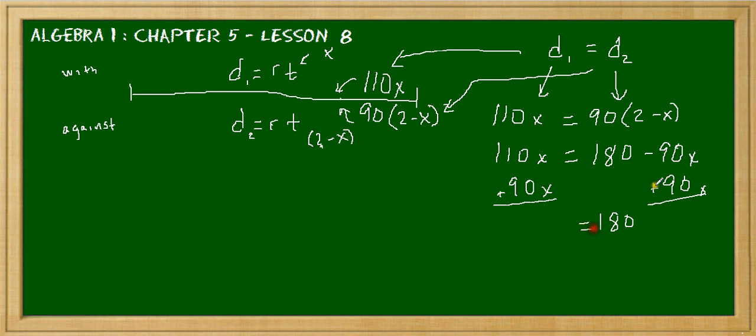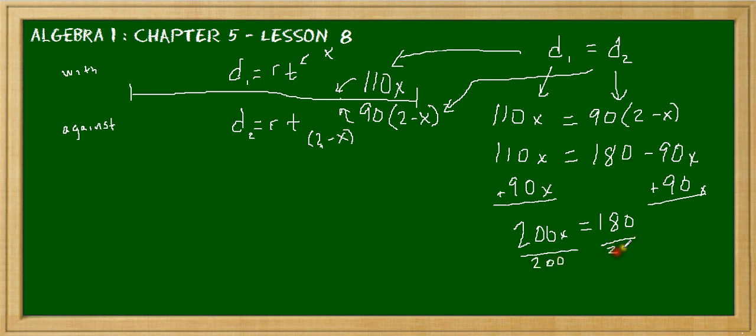So I know this is going to be equal to 180. That's going to eliminate, and this is going to be 200x, right? So my next step would be to divide each side. Let's go ahead and do that. Divide each side by 200.